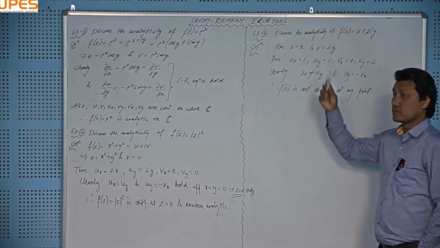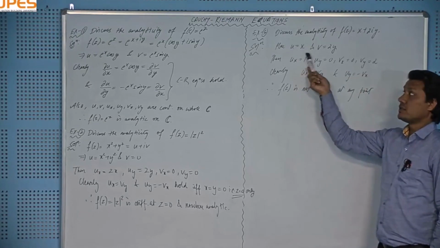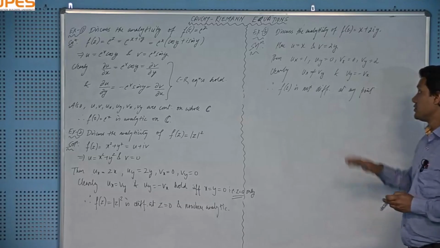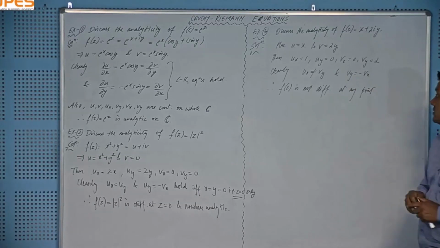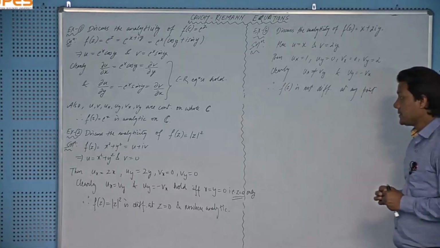However, the continuity criteria is satisfied here. You can see that u is a continuous function, this is also continuous, and these partial derivatives are also continuous. But due to these CR equations, we cannot say that it is differentiable. It is not differentiable at any point, right?